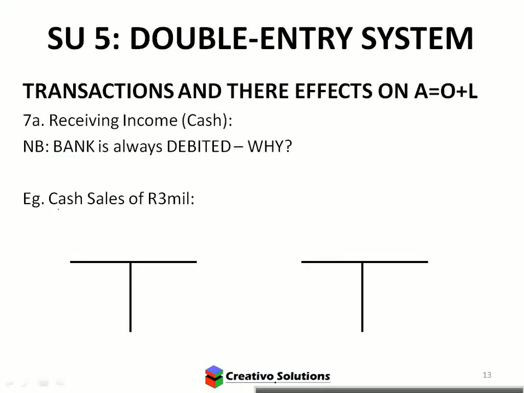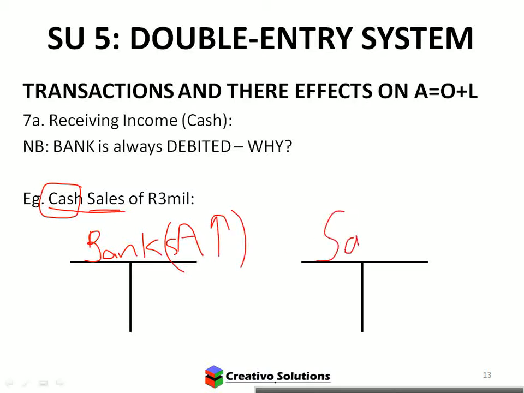Okay, this one's a little bit different. It's short and simple. Cash sales. The keyword is cash and sales. Cash affects the bank. Sales is sales. Bank, asset increase. Yes, sales, income, increase. Okay, so we're going to show a plus 3 million here, and we're going to show a plus 3 million there.